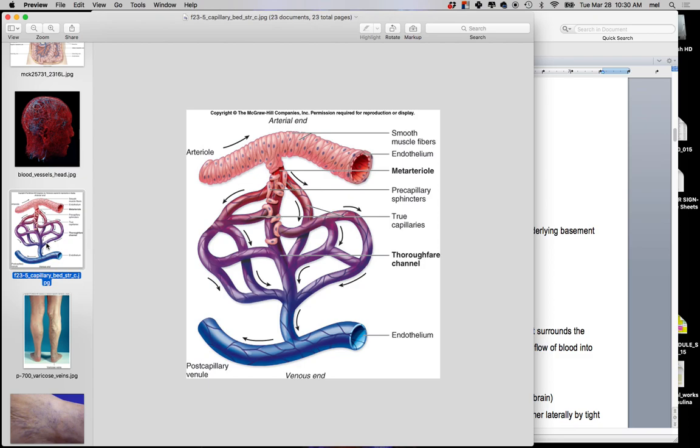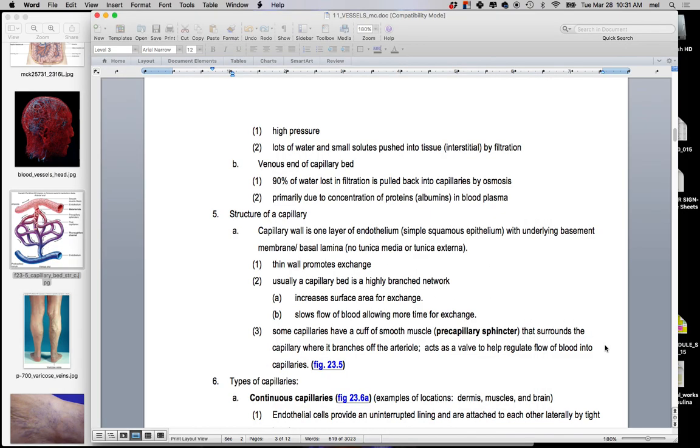Those are called precapillary sphincters, okay? And they're usually only at the arterial end of the capillary bed, because you don't need them at the venous end if you got it going through the right direction from the arterial end. Does that make sense? So that allows you to shunt blood directly back into circulation more quickly.